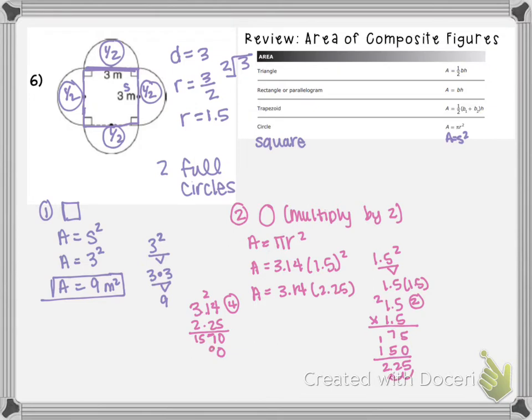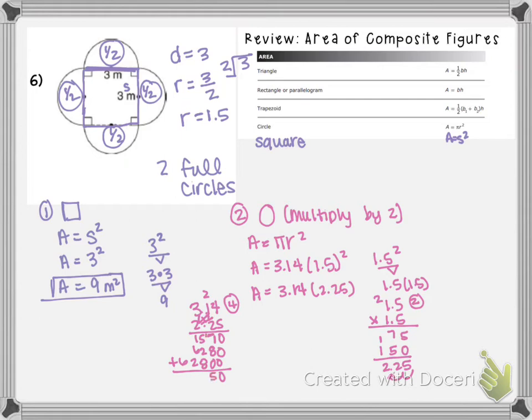2 times 4 is 8. 2 times 1 is 2. 2 times 3 is 6. 2 numbers for place value holder. 2 times 4 is 8. 2 times 1 is 2. And 2 times 3 is 6. 0. 7 plus 8 is 15.